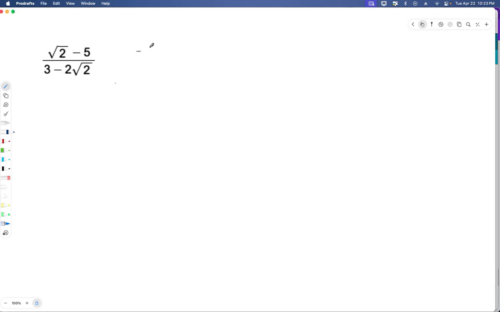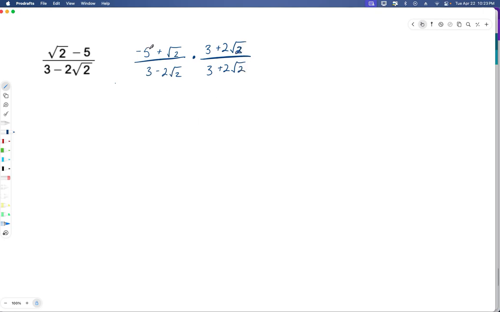So we've got negative 5 plus the square root of 2 over 3 minus 2 times the square root of 2. Now we're going to conjugate this. So 3 plus 2 times the square root of 2 over 3 plus 2 times the square root of 2. That just looks like a z. Let me make that more like a 2.